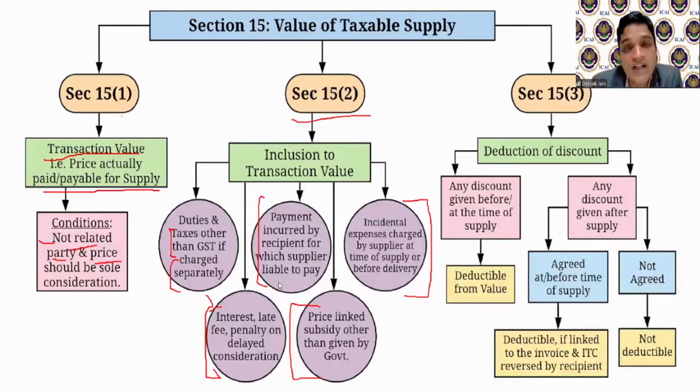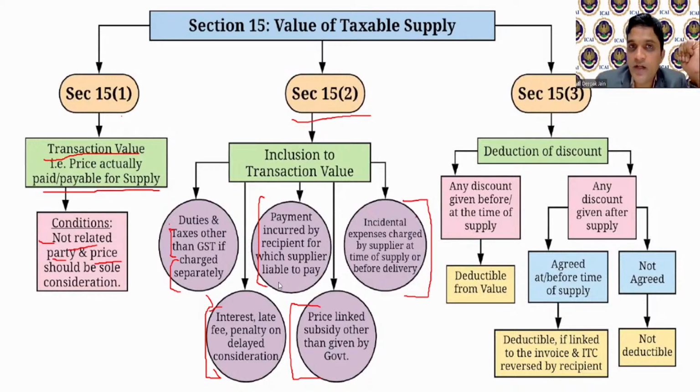Then incidental expenses charged by the supplier at the time of supply or before delivery. Matlab, anything like delivery charges, packing charges, testing charges, quality testing charges, if I'm incurring, that also has to be included. So in the transaction value, what are the five things I will include? I will include duties and taxes other than GST, payment incurred by the recipient for which supplier is liable to pay, interest, late fees and penalty, price linked subsidy given by non-government entities, and incidental expenses charged at the time of supply or before delivery. These are the things I will include.